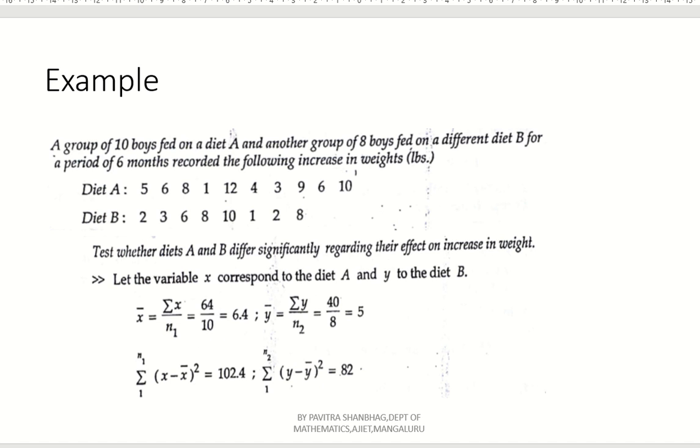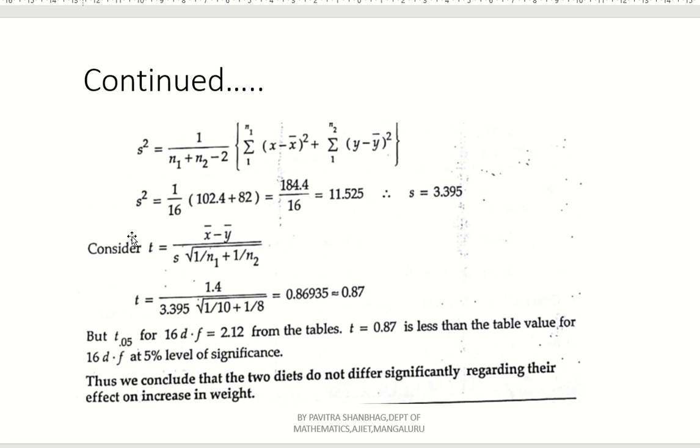So what will we get at the end, t value here? Here, how to find s square? That is nothing but 1 by n1 plus n2 minus 2 into summation x minus x bar whole square plus summation y minus y bar whole square. You will get 11.525, right? But what is s? Square root of s square, that is 3.395.